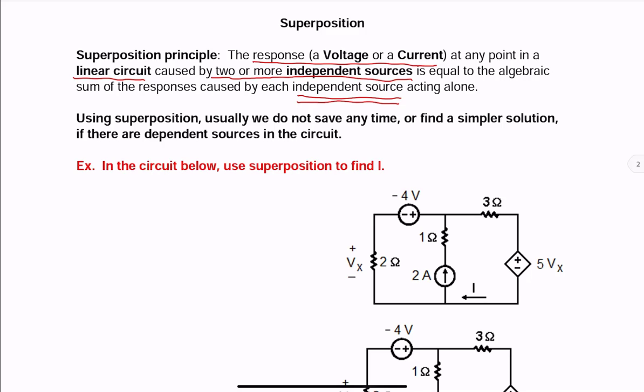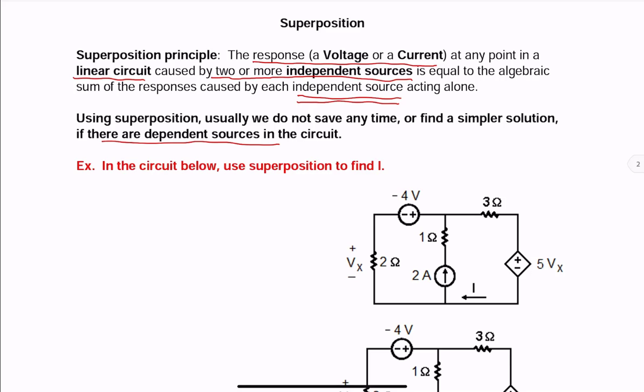Superposition could simplify a problem. So instead of mesh analysis or nodal analysis, we can get away with voltage division, current division, simpler methods basically. However, generally, superposition does not simplify the solution if there are dependent sources in the circuit. So let's do an example.